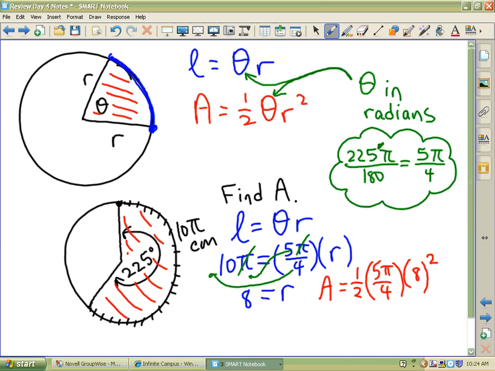You've got to find the area, 1/2 theta r squared. The denominator is 8. That's going to cancel out one of the 8s from up top. There it is.